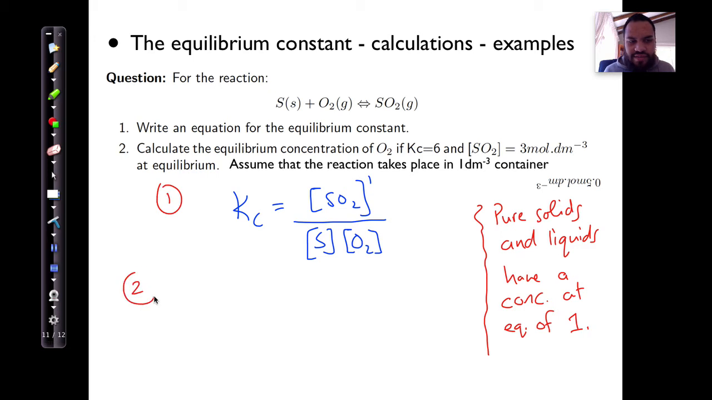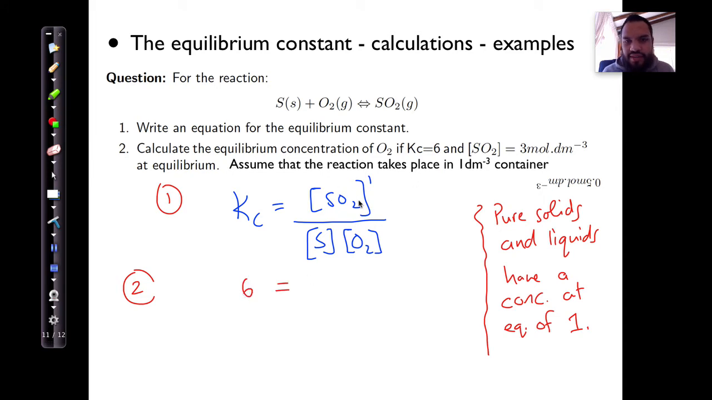Question 2 takes it further and it says calculate the equilibrium concentration of O2 if Kc equals 6 and the concentration of sulfur dioxide is 3 mol per decimeter cube at equilibrium. Assume that the reaction takes place in a 1 cubic decimeter container. Okay, so that just means I'm going to substitute in the values over here using this pure solids and liquids. I know that's going to be 1. So, and I know Kc is going to have a value of 6.